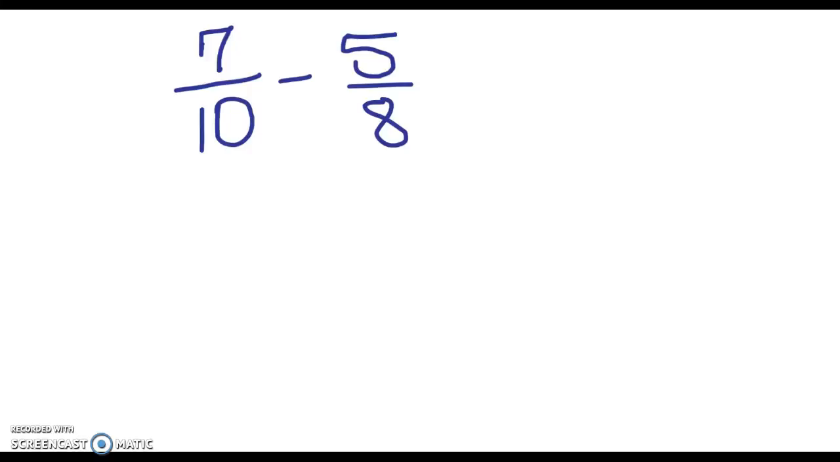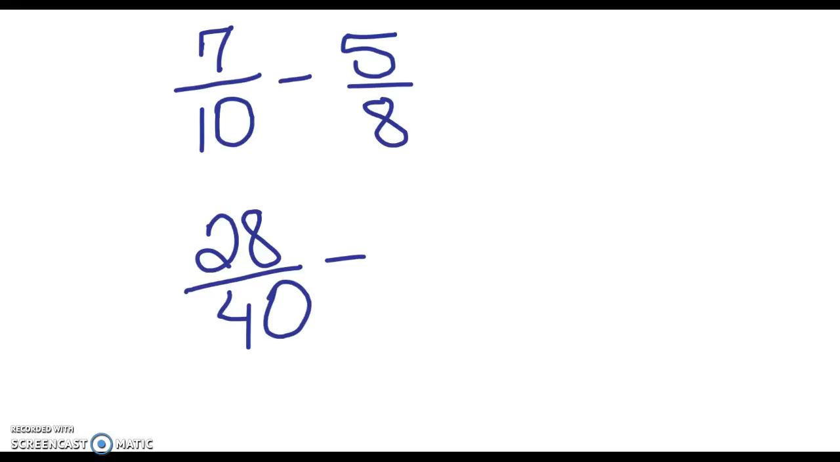To add and subtract fractions, you need a common denominator. So you have to find a number that both the denominators go into. I'm going to use the number 40. So I would have to take the first fraction times 4 on the top and the bottom. So 7 times 4 is 28. 10 times 4 is 40.